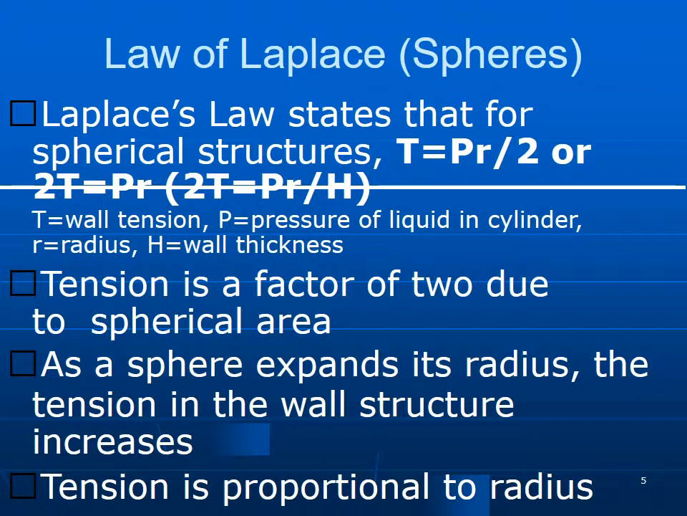That means that as that radius increases, the wall tension is twofold increased in comparison. So it's more of a factor even than it is for cylinders. So as the sphere expands its radius, the tension in the wall structure increases to a factor of 2. But once again, tension is directly proportional to radius. So here's a perfect example of this.